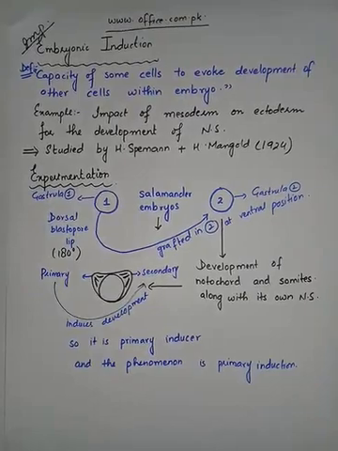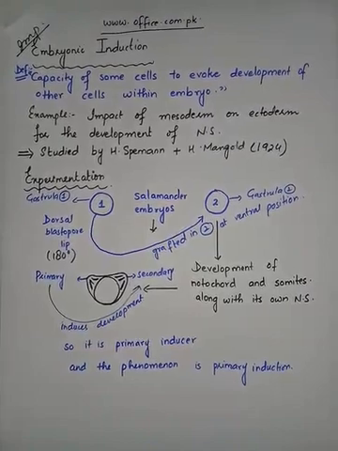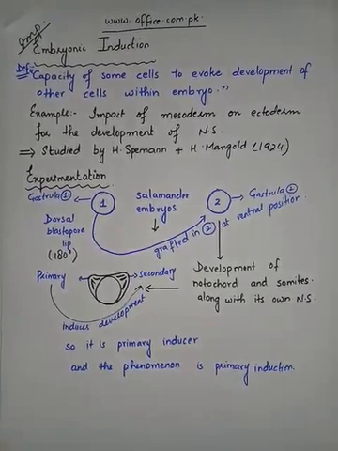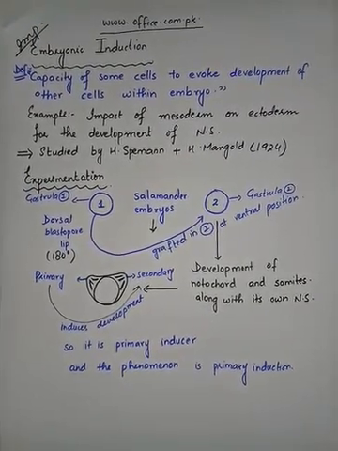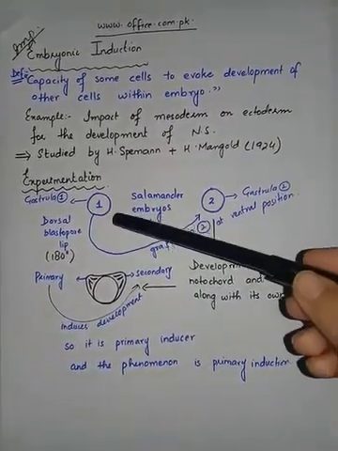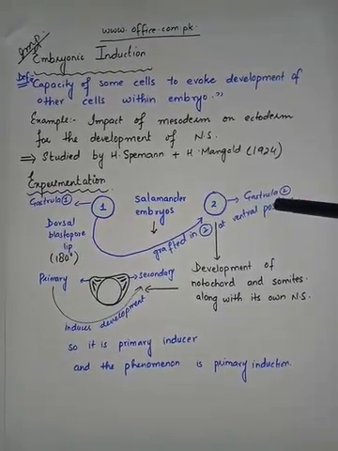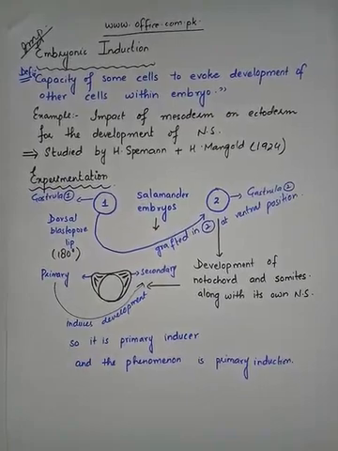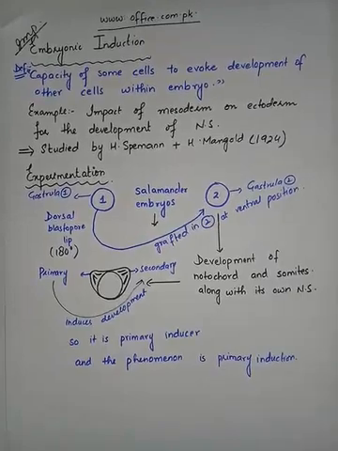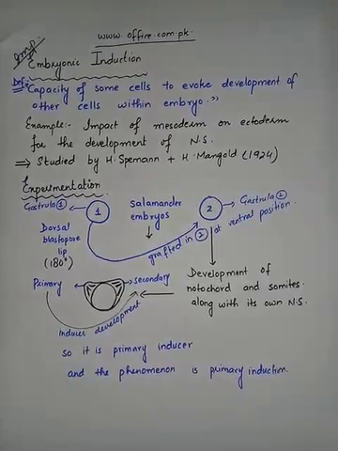This phenomenon was studied by Spemann as well as another scientist, Mangold, in the year 1924. They also gave the experimental evidence for this phenomenon. For this experiment, they took two salamander embryos, number 1 and number 2, and both these embryos were at the gastrulation stage. At the gastrulation stage, when epiblast and hypoblast are differentiating into the three layers, ectoderm, mesoderm and endoderm.